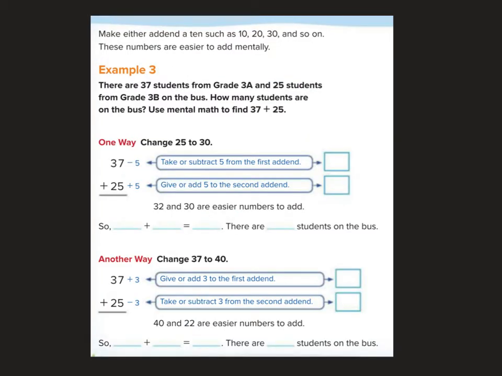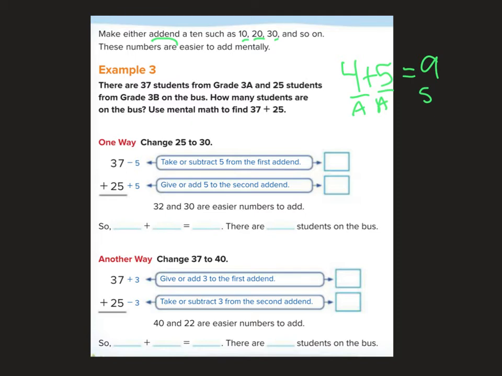So another strategy is we could make either addend, which remember, addends are like 4 plus 5, those are the addends, and that gives us our sum of 9. Make either addend a 10, such as 10, 20, 30, and so on. These numbers are easier to add mentally. Okay, so let's practice that.